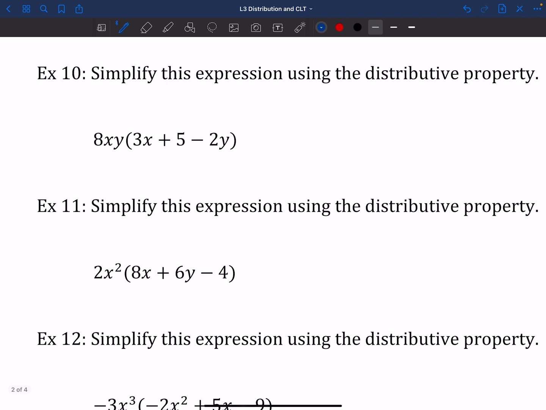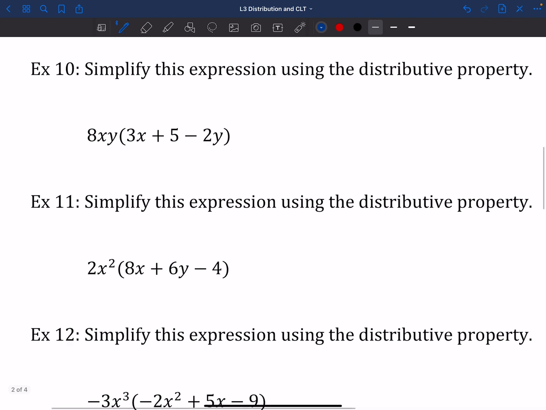What I'd like you to do, actually, let's talk through this one. I was going to say, try this one on your own, but if you're feeling confident, go for it. But this one might be a little tricky as well. All right, so let's take a look.